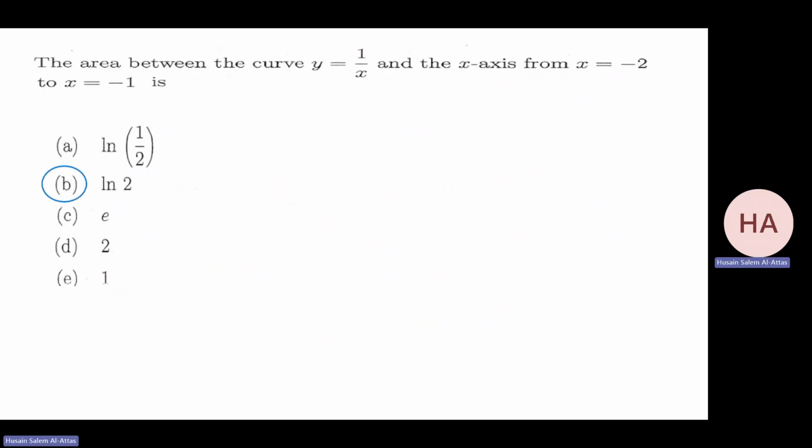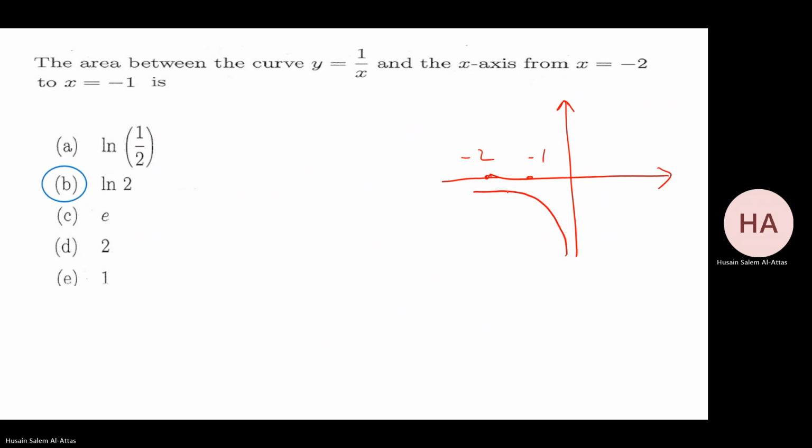More problems. The area between the curve y equal 1 over x, and I need the negative side, so this is the curve. They want it from x equal minus 2 to minus 1, between the curve and the x-axis. I'm talking about this area. So what will be the area? The area will be from minus 2 to minus 1. I'll do the strip this way, so it will be 0 minus the curve.